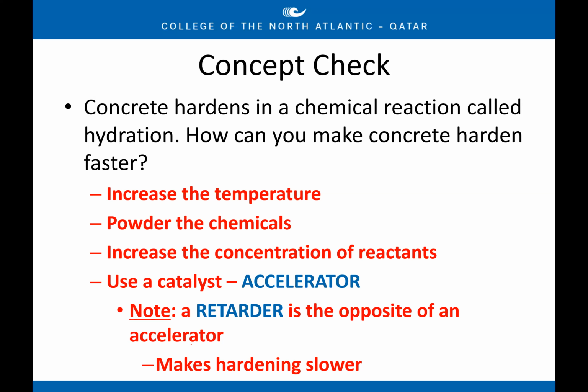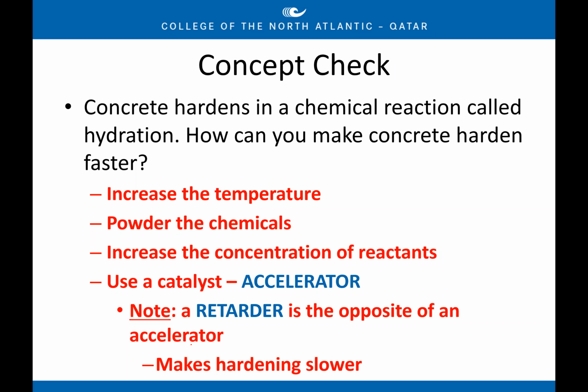So ways you could do this is you could increase the temperature, so you could use warm water. You could make sure the concrete powder that you're using is powdered and not in chunks. I don't know if you've ever seen anybody make concrete, but they typically take a powder chemical and mix it with a liquid. You could increase the concentration of the reactants, so have a high concentration of that concrete powder. You could use a catalyst to help you do that. And in concrete formation, they call it an accelerator.